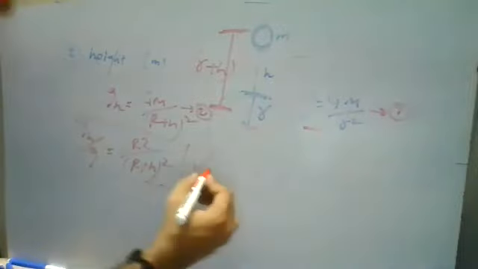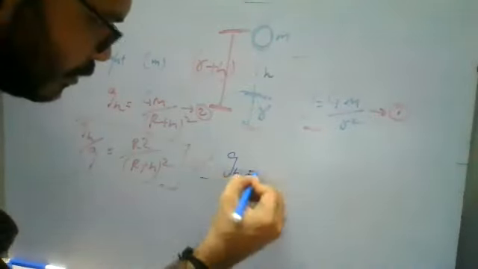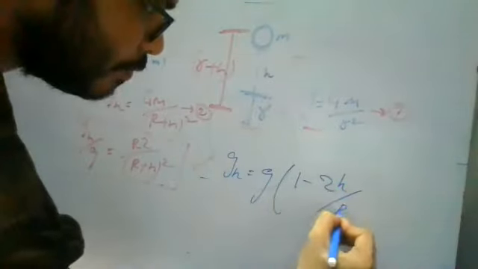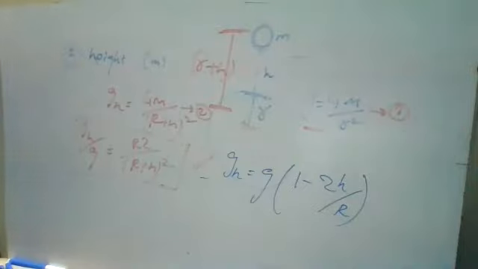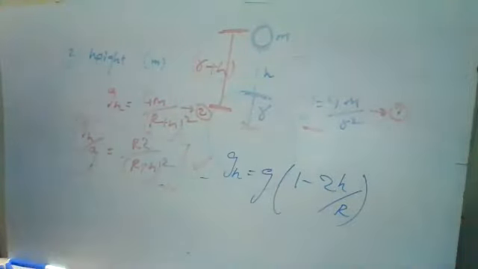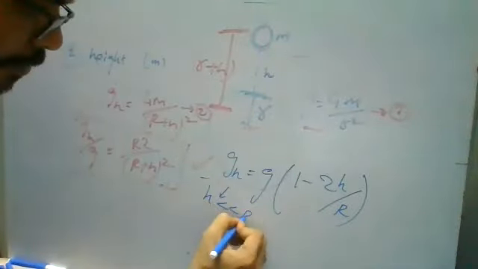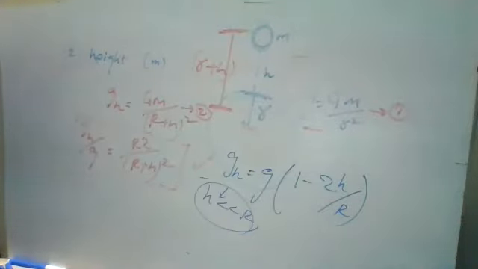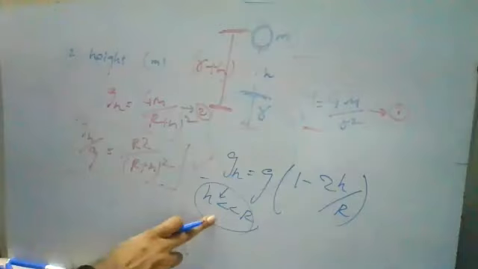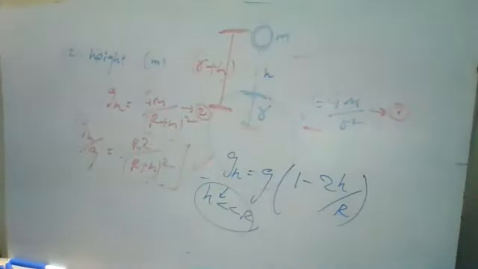Okay. Now, the next formula. From this only, we expand it into a simple expression. gh is equal to g into 1 minus 2h by R. This holds when h is much less than R, when the height of the object is much less than R. These are the two relations to remember: the comparable case, R square by (R plus h) whole square, and when h is much less than R, gh is equal to g into (1 minus 2h by R).